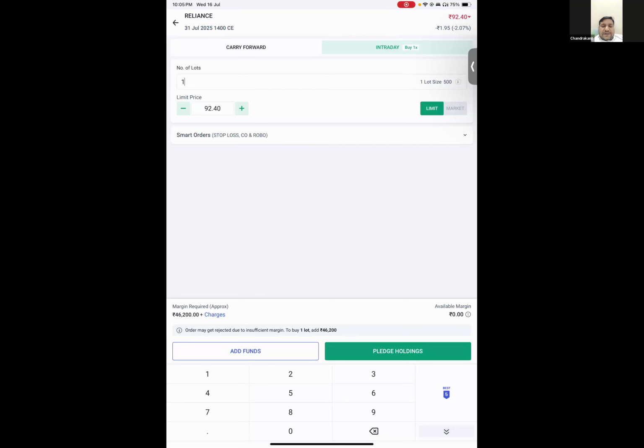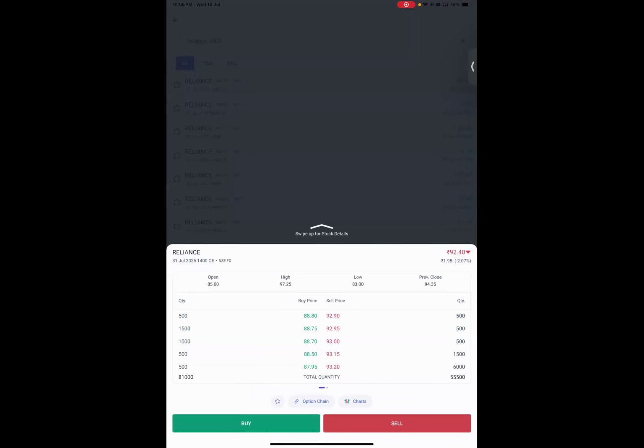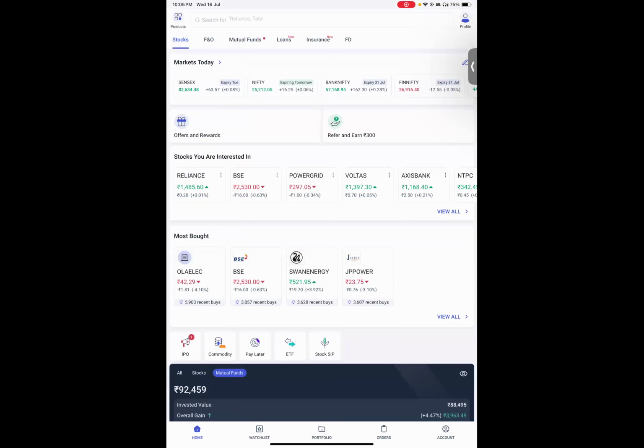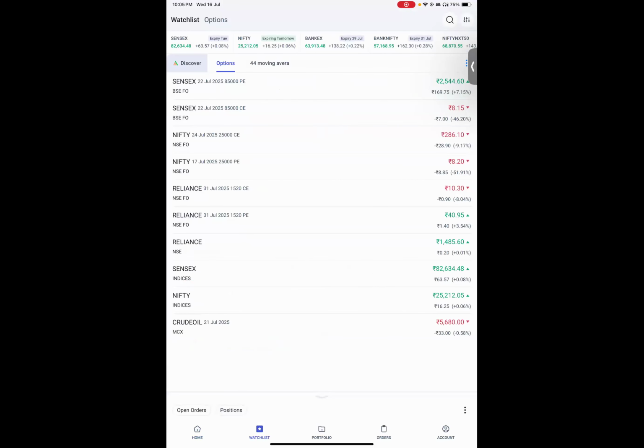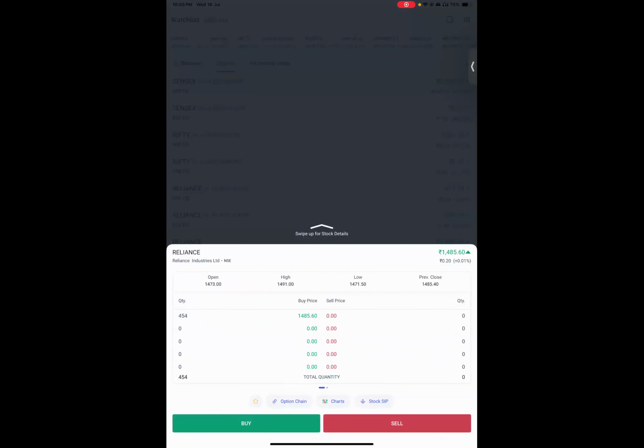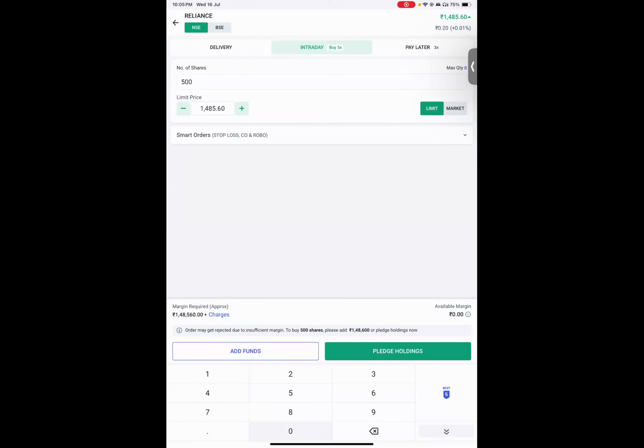46,200. Perfect. Now see this, sir. If I am going and buying actual Reliance as an asset, 500 quantities, how much capital do I need, sir? That's something around 1,50,000. 1,48,560 plus taxes. Okay, perfect. Now understand this, sir.